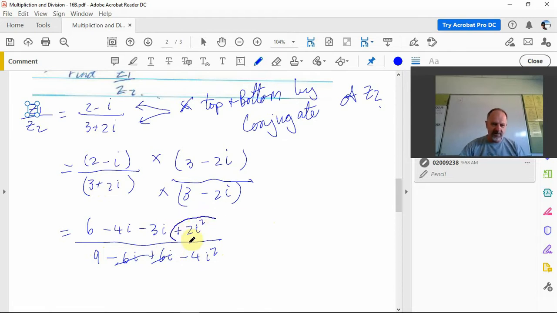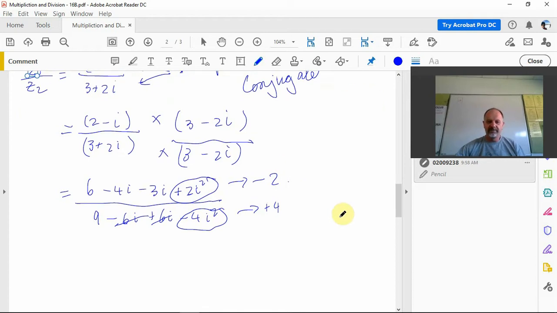All right, so this one here becomes negative 2, because we've got 2 times negative 1. This one here becomes plus 4, because we've got negative 4 times negative 1. And so, what have we got? We've got 6 minus, oops, sorry, I don't need the 6.